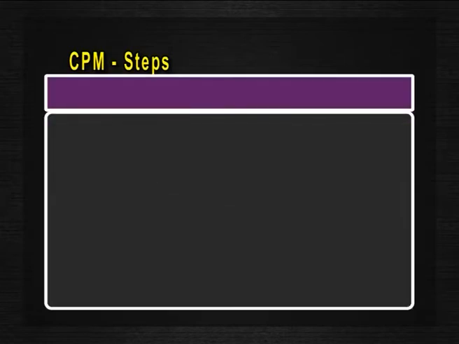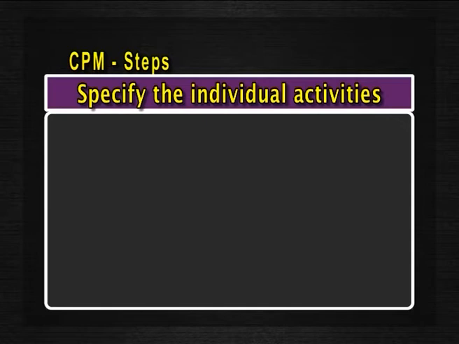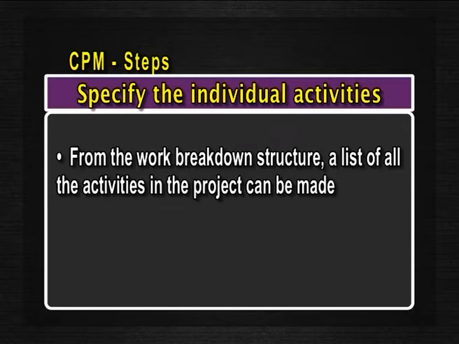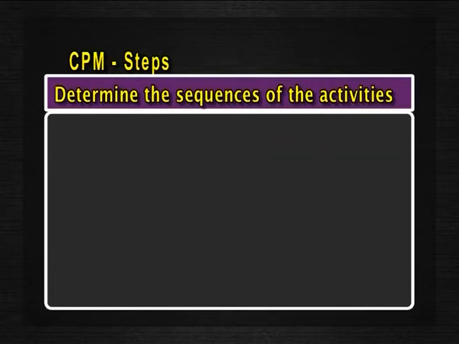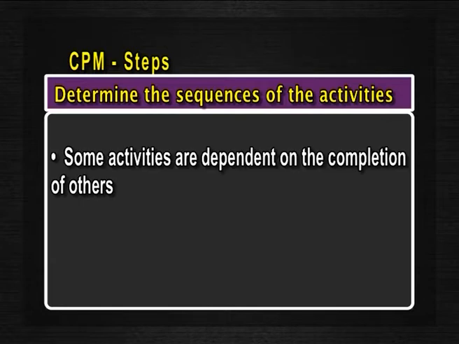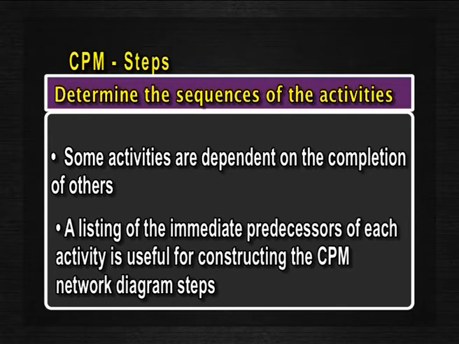Next is specify the individual activities. From the work breakdown structure, a list of all the activities in the project can be made. This listing can be used as the basis for adding sequences and duration information in the later steps. Now, coming to determining the sequences of activities. Some activities are dependent on the completion of others. A listing of the immediate predecessors of each activity is useful for constructing the CPM network diagram.